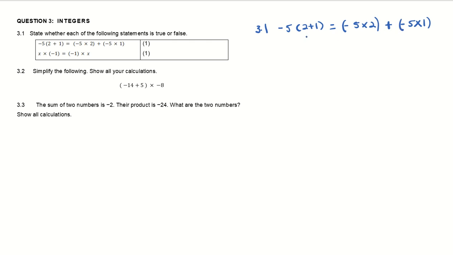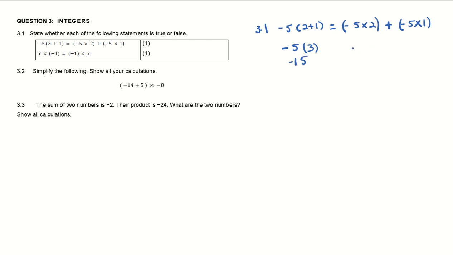Let's do the number on the left first. So this is -5. So you must start by solving the thing in brackets first, okay? So we get a 3 in the brackets here. And -5 multiplied by 3 will be 15. But we have a negative sign, so that is -15.